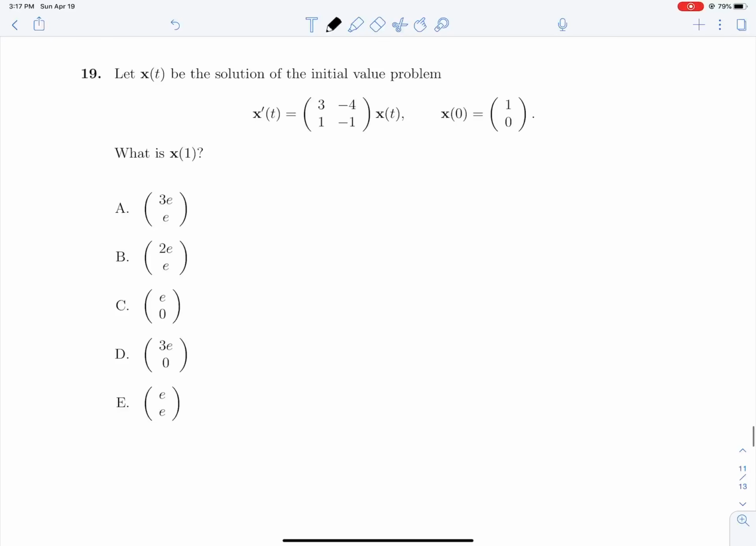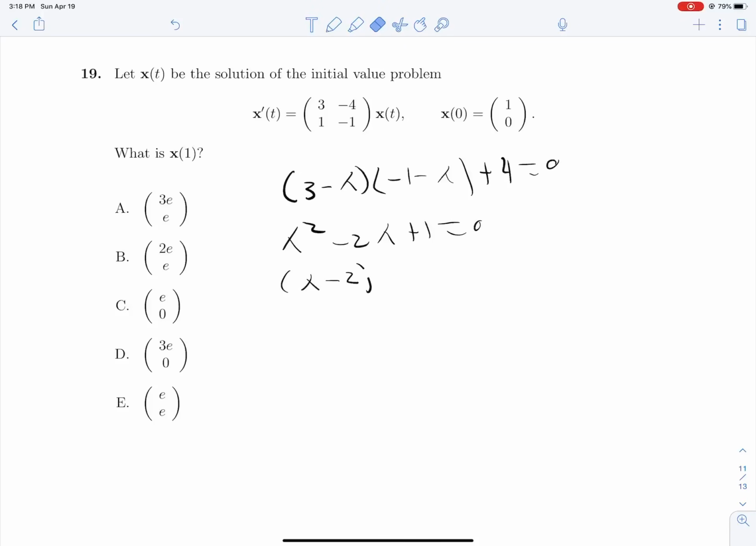Let x of t be the solution to this initial value problem. We're looking for x at 1. Finding our eigenvalues is 3 minus lambda, negative 1 minus lambda, plus 4 is equal to 0. Lambda squared minus 2 lambda minus 3 plus 4 is plus 1 is equal to 0. Lambda minus 1 squared is equal to 0, so lambda is equal to 1 with a multiplicity of 2. So that complicates our life a little bit because we're going to need to find a generalized eigenvector eventually.